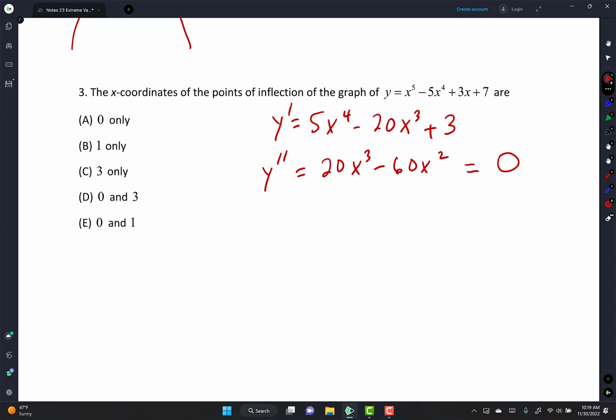If you have an expression, you're always going to set it equal to 0. So maybe that's why you think, whoa, if it equals 0, that must be a point of inflection. You have to see if it changes signs. I'm going to factor out 20x squared, and I'm going to be left with x minus 3.